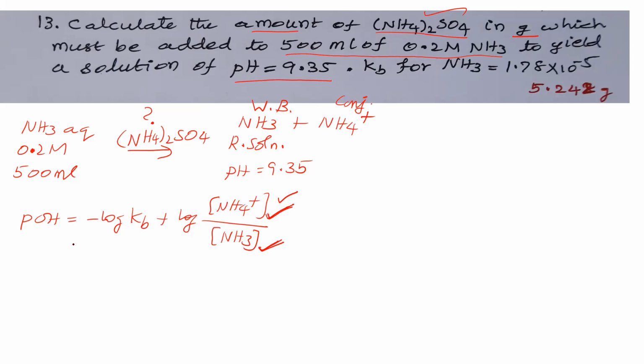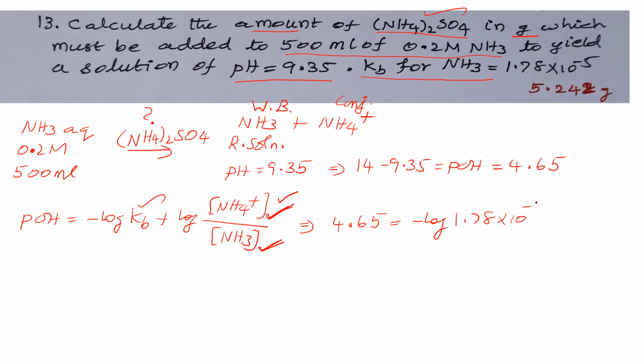Now we go for pOH. Here we know pH, so 14 minus pH is equal to pOH. Therefore the pOH value is 4.65, and that we will substitute here. So pOH is 4.65, minus log Kb. The Kb value given here is 1.78 into 10 to the power of minus 5.